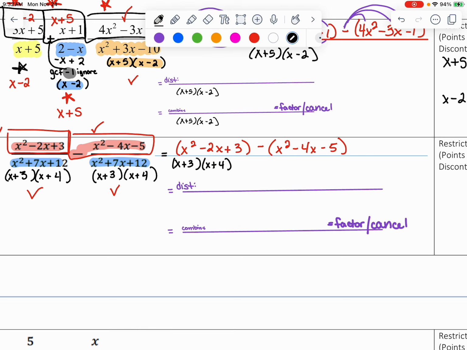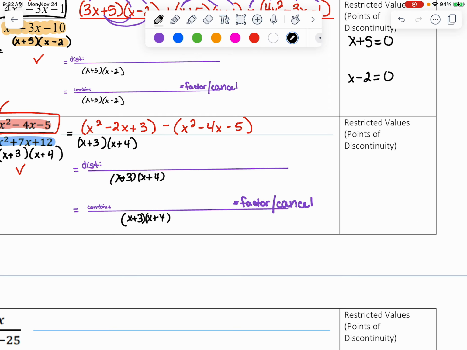So I'm just going to fix the common denominator to be x plus 3 and x plus 4. And then you will be responsible for finishing that. The only thing I'm going to tell you about the restricted values is that they are the same. They're x plus 3 equals 0, x plus 4 equals 0, and you do need to finish and solve those.